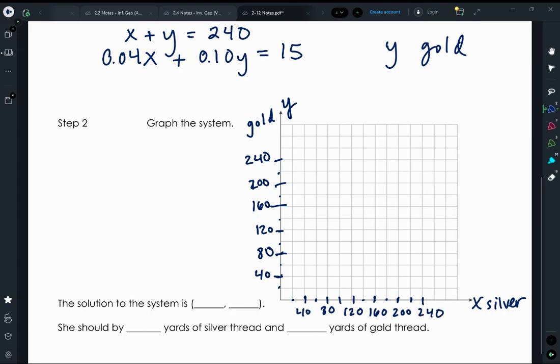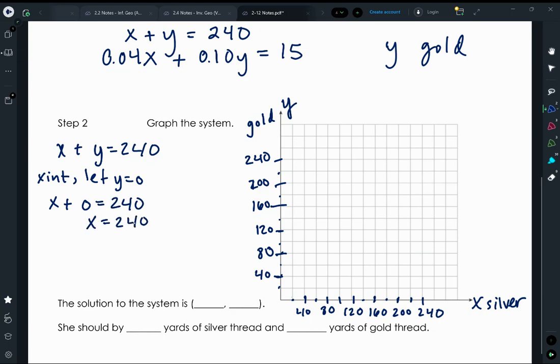So you can see it's really difficult to label the numbers any closer than that, and that's why I couldn't label every single line. So if we're graphing x plus y equals 240, and I'm trying to find an x-intercept, then I am letting my y equal 0. So that means I have x plus 0 equals 240, which means my x is 240 when my y is 0. And that makes sense because if I need 240 yards total and I'm buying no gold, then all 240 yards has to be silver.